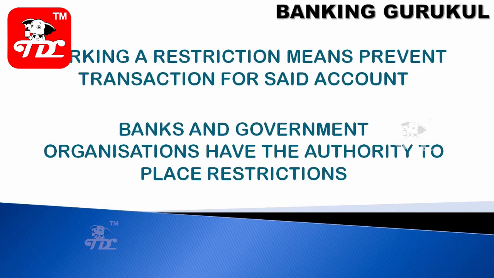Any operative account you can mark a restriction. It may be a savings account, a current account, or a CCOD account. Marking a restriction means preventing transactions from the said account. These instructions will be received from government authorities to place a restriction. To place a restriction means to prevent transactions from the said account.